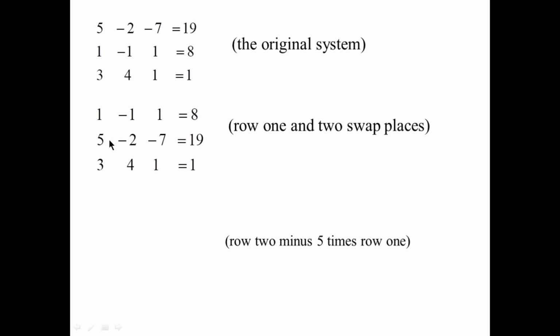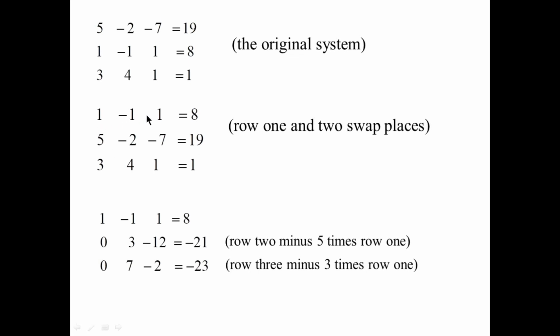We're going to take row 2 and subtract 5 times row 1. And that'll build a 0 here. And we're going to take row 3 and we'll subtract 3 times row 1. And we'll have it look like we want it to. Now this is easy to make a mistake.